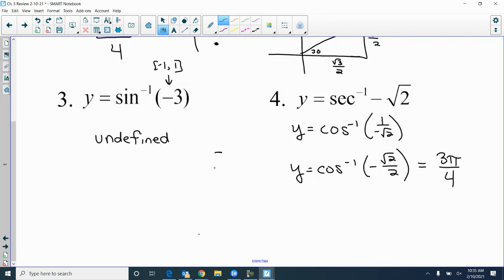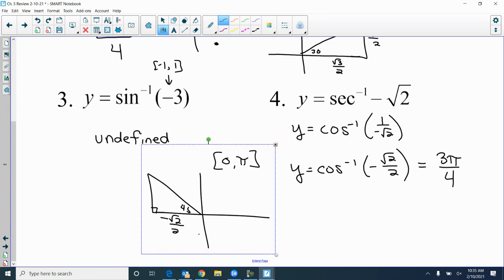Cosine, remember, is defined from 0 to pi. And when it is negative, it's going to be in quadrant 2. Square root of 2 over 2 here, or negative, means we have a 45-degree reference angle. It is 135 degrees, but you've got to convert it to radians. So 3 pi over 4 would be the final answer.